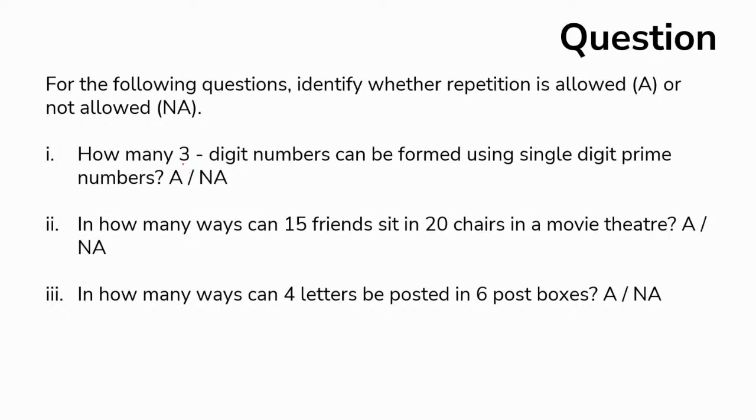So I need to form a three-digit number using a single-digit prime number. So what is a single-digit prime number? Single-digit prime numbers are nothing but 2, 3, 5, 7. That's it. And you need to form a three-digit number, meaning I can write it as triple two, triple three, triple five. So in that case, repetition is allowed. Yeah, so repetition is allowed for the first case.